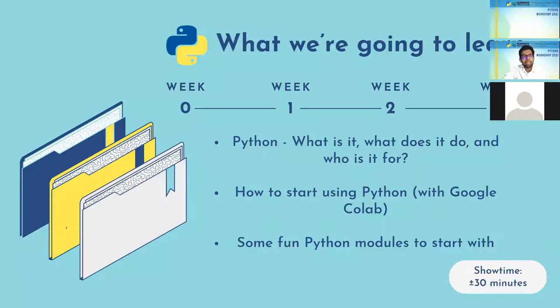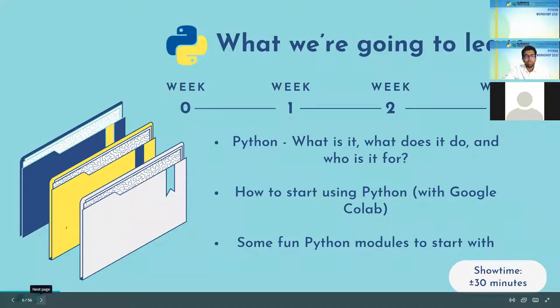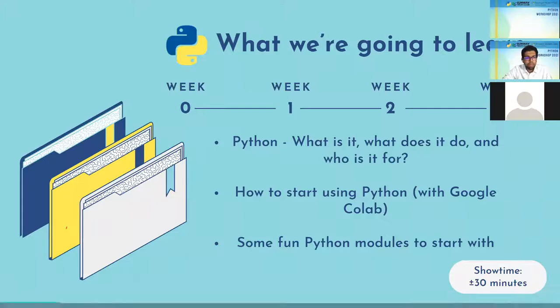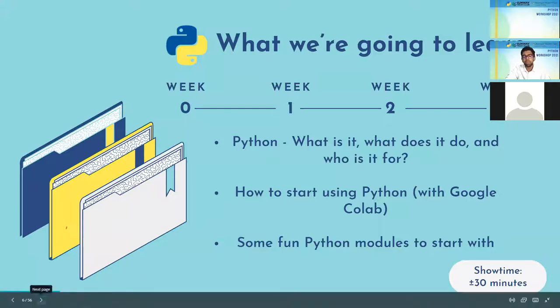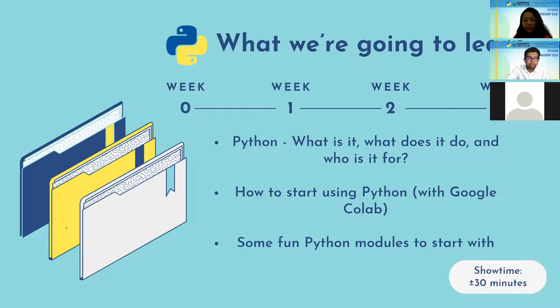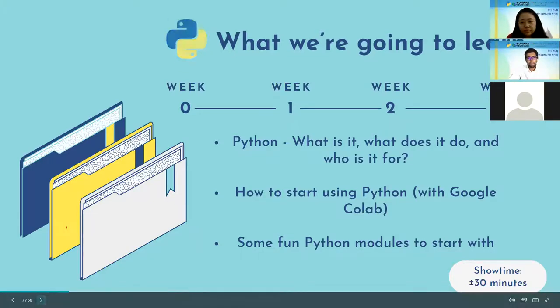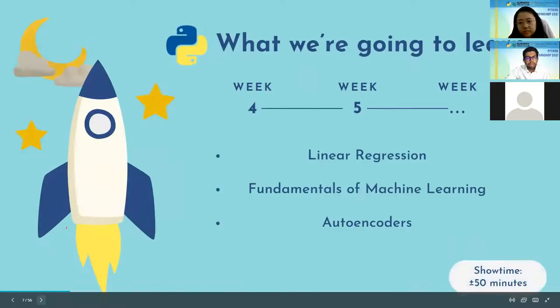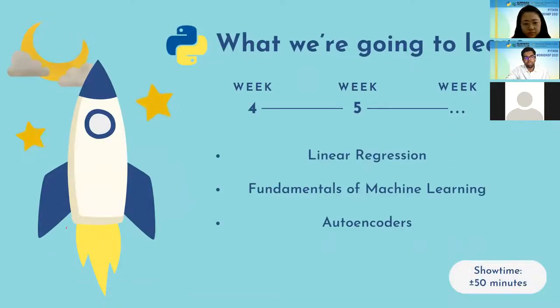For those beginners just starting out, from week zero to week three, we'll be covering what Python is, what it does, and who it is for, and how to start using Python with Google Colab, which is an IDE, and also some fun Python modules to start with. And if you are already in from week four onwards, then for the intermediates, we'll also be learning about linear regression, fundamentals of machine learning, and autoencoders.